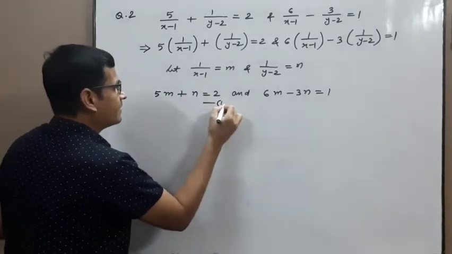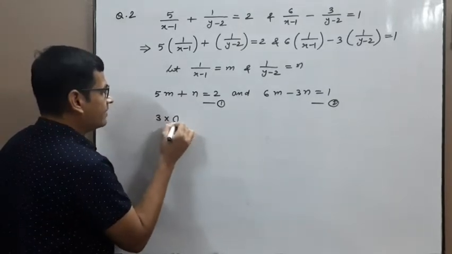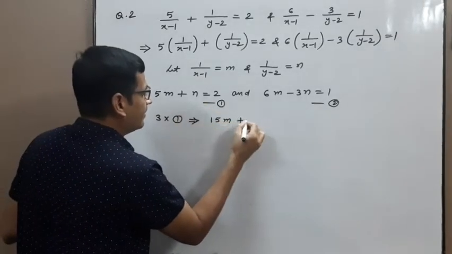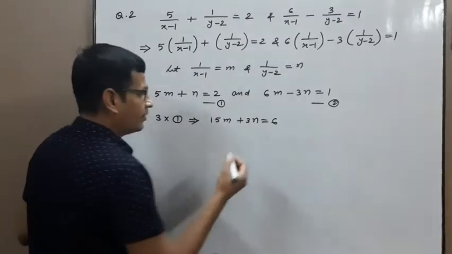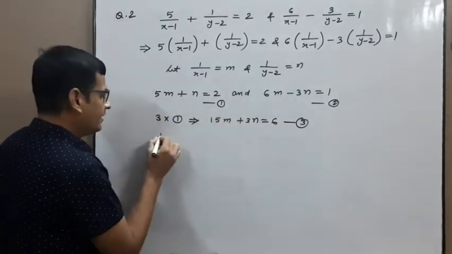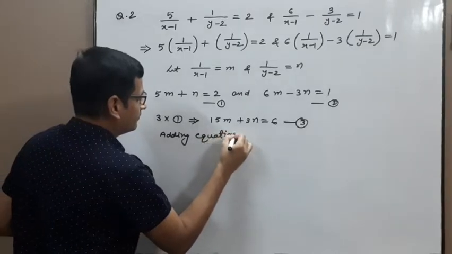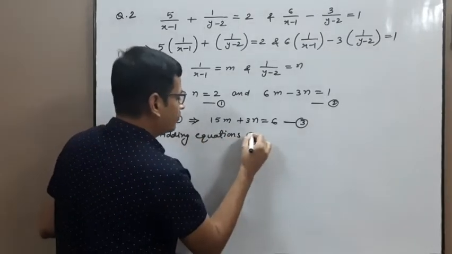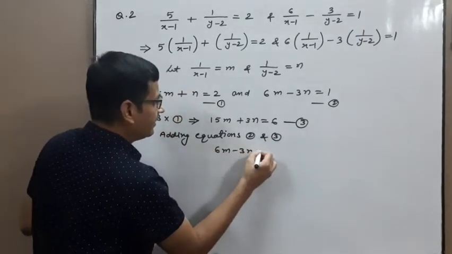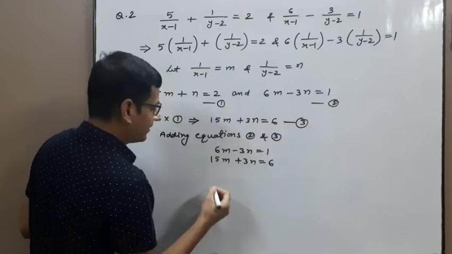Now multiply the first equation by 3. 3 into equation 1 implies 3 into 5, 15m plus 3n equal to 6. Equation number 3. Now add equations 2 and 3. So adding equations 2 and 3: 6m minus 3n equal to 1, and 15m plus 3n equal to 6.